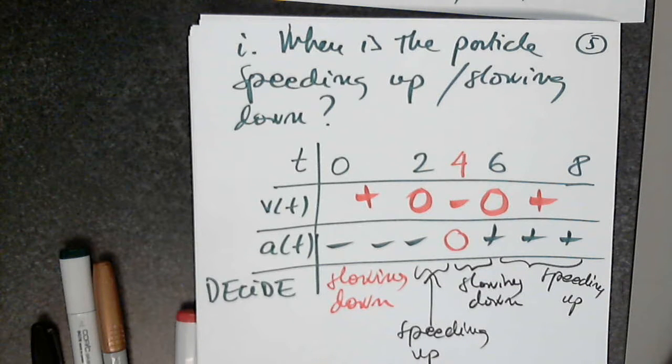Between 2 and 4, both functions are underneath, so it's speeding up. Between 4 and 6, the acceleration is positive, the velocity is negative, so it's slowing down. And between 6 and 8, both of them are above the x-axis, the acceleration and velocity. That's why the particle is speeding up.